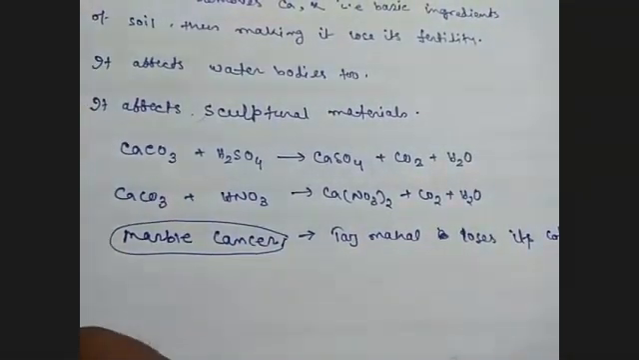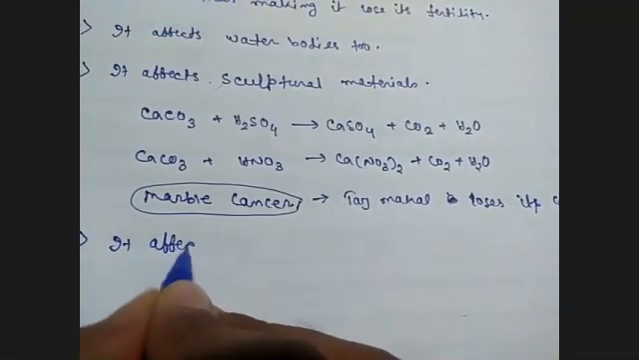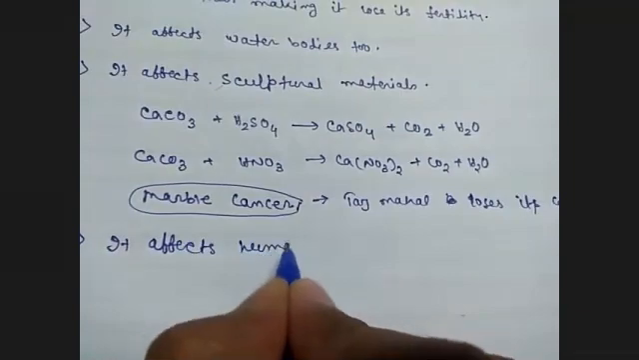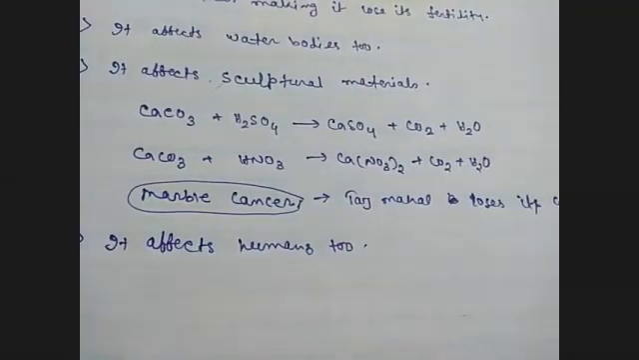Lastly, we can say that it affects the human body also. Because of the acid content, if acid comes into contact with the human body, it will cause severe burns on the skin. So it affects humans too.